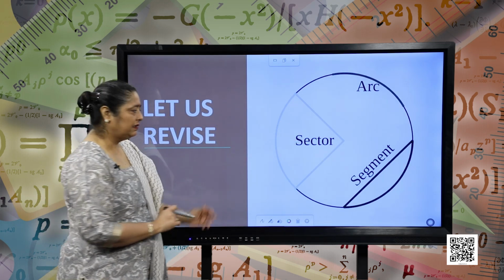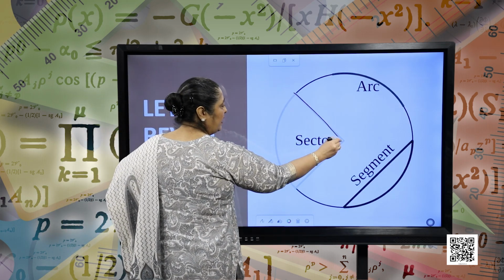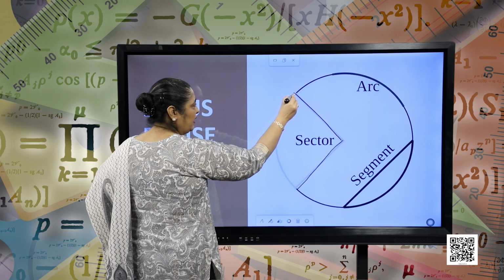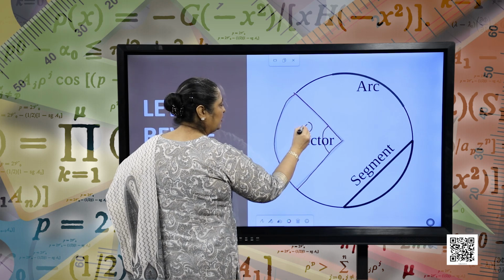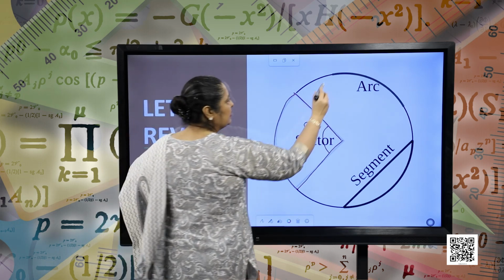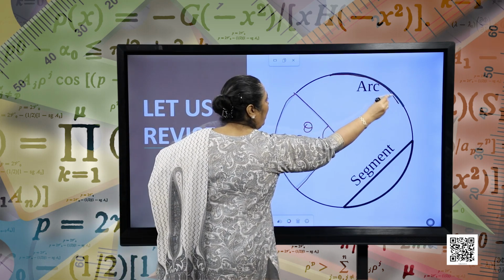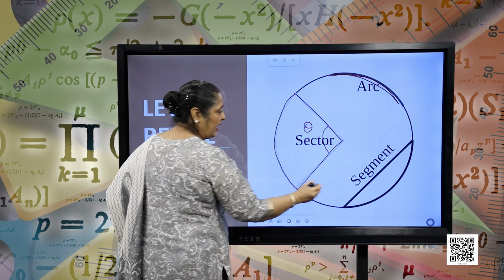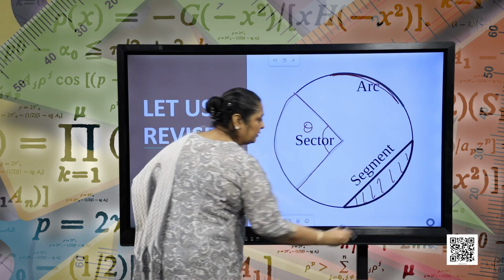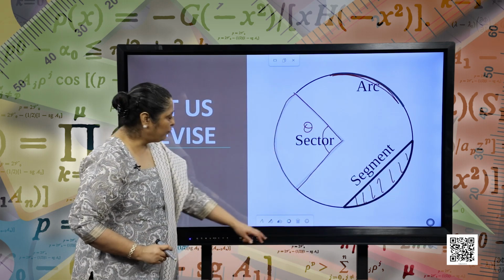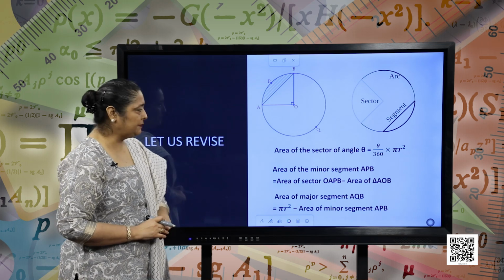This is the sector bounded by the radii of the circle and the portion of the circle with angle theta. This is the sector of the circle. This portion is called the arc of the circle, right? And this portion is called the segment of the circle. Okay? So, let us move forward and see the other concepts.